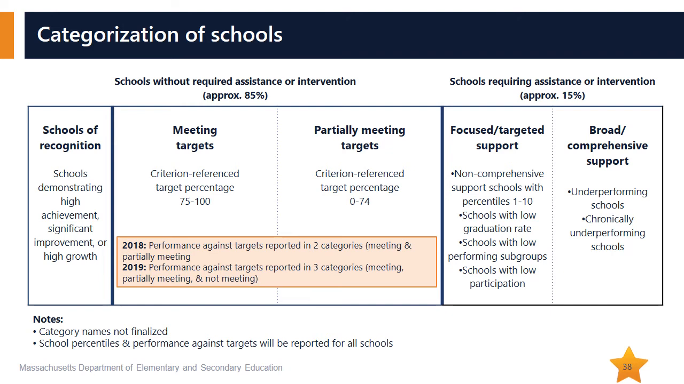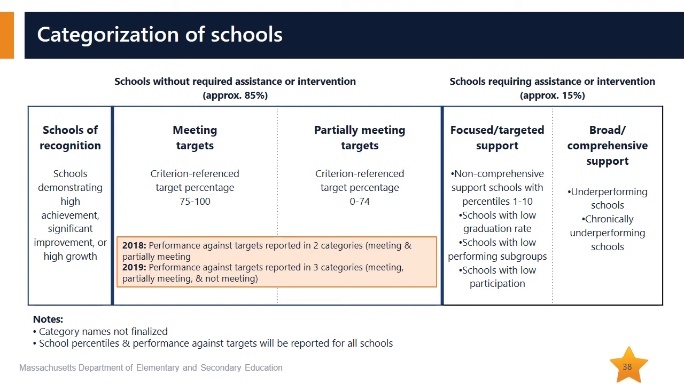The chart on this slide shows how schools will be placed into categories. We will start with the right side of the chart. Schools in the rightmost two categories will be those schools that require assistance or intervention. Within this category, there will be two levels of support. The first is that of broad or comprehensive support.